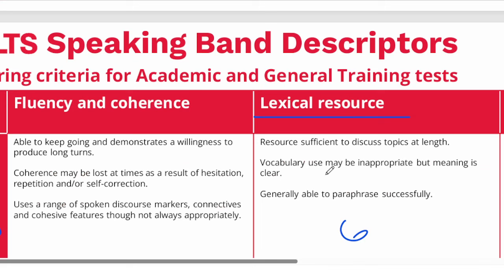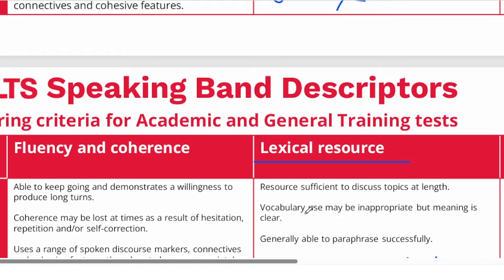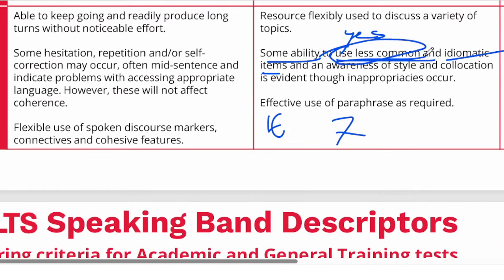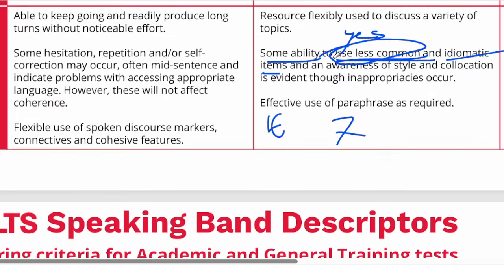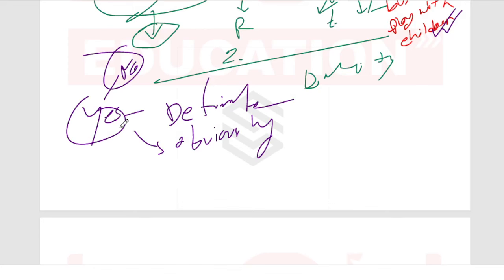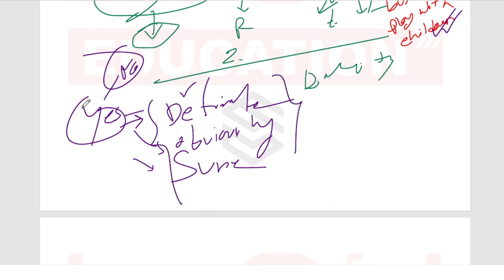In band 6, they're not talking about less common items. You can't find less common. But if you go to band 7, they're talking about less common. If you want to get a little bit better score than 6, you want to use some kind of less common items. So yes is not a less common item, right? No is not a less common item. We want to use some less common items. In terms of yes, you can use definitely, you can use obviously, right? Sure, there is another word, sure, right? These are the words you can really use instead of using yes.